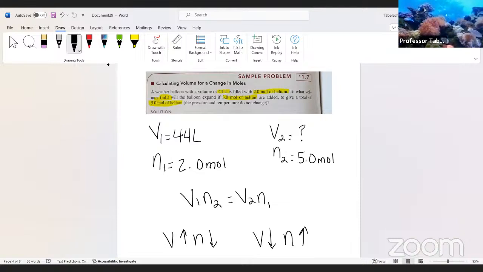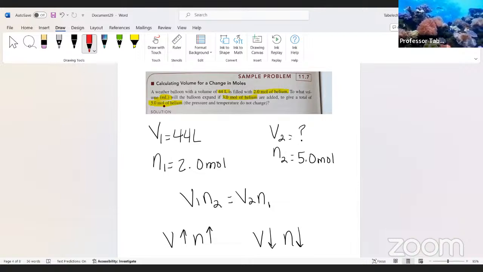But let me double check with that one to make sure that we're clear on what we're saying right here, okay? I'm sorry, not decrease. They're the same as Charles' law. Sorry about that, guys. If the volume increases, the moles increase. If the volume drops, the moles also drop. So this is similar to Charles' law, okay?